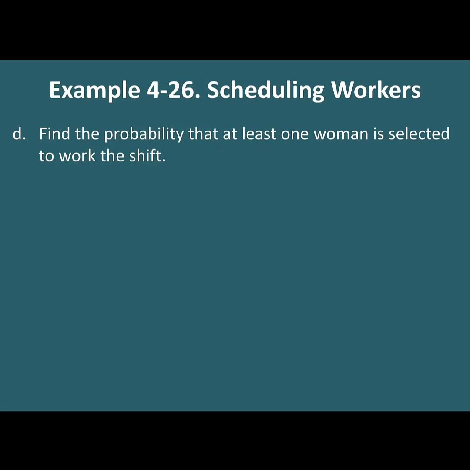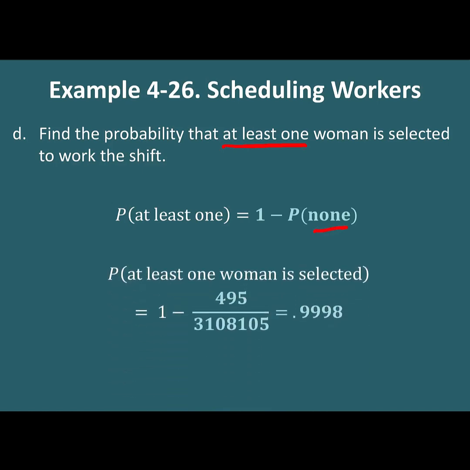Find the probability that at least one woman is selected to work the shift. Now the phrase, at least one, is a very significant phrase. We've seen it before. And it causes us to use the following formula: 1 minus the probability that no women are chosen. And we go ahead and subtract 1 minus the probability we found from part B. So as you can see, the probability that at least one woman is selected for a committee of 8 is quite high.